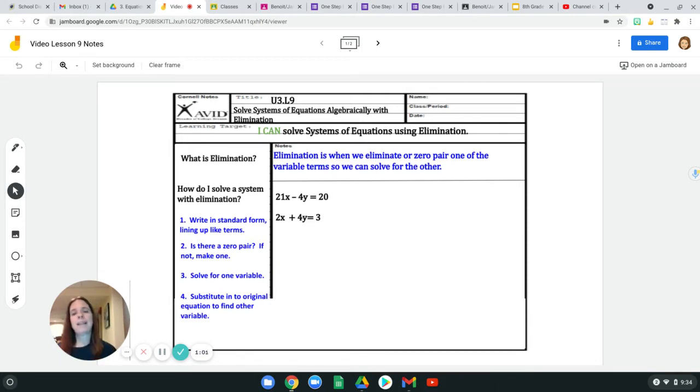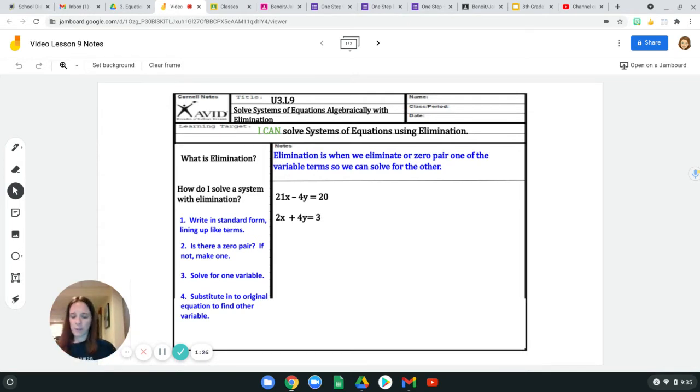And you want to do that by lining up the like terms. So vertically lining up your x variables and your y. Is there a zero pair? There might be, but if there's not, you're going to have to make one, and that's what I'm going to show you how to do. Solve for one variable, and then once you get that, you're going to plug that into one of the linear equations to solve for the other one and get your ordered pair.